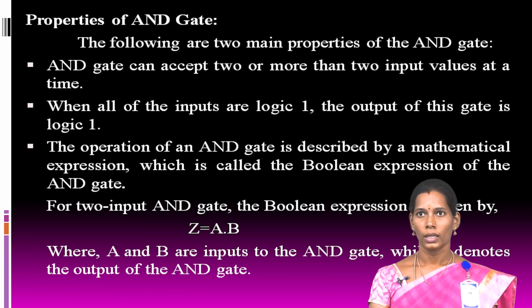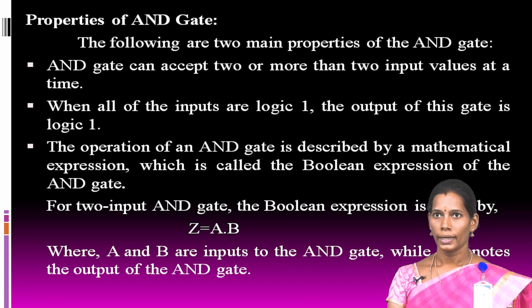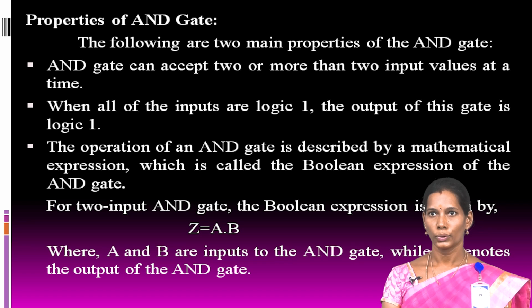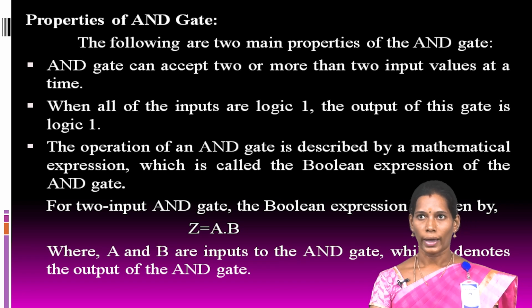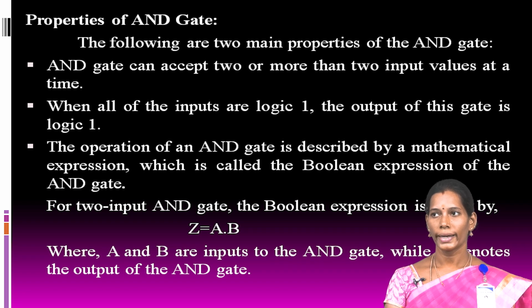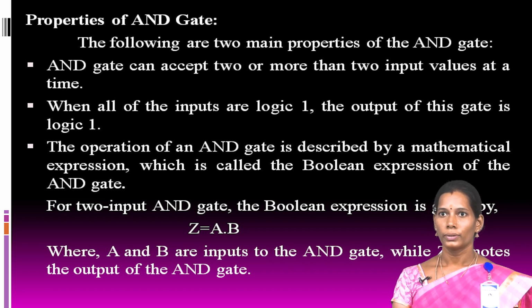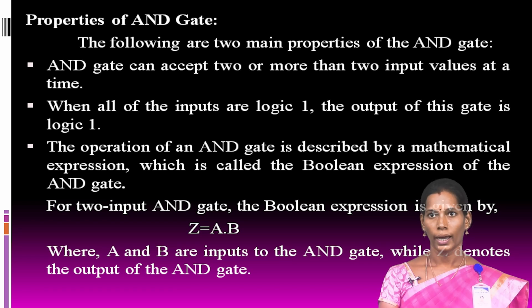Properties of AND gate. The following are 2 main properties of AND gate. The first one is that an AND gate can accept 2 or more than 2 input values at a time. When all the inputs are logic 1, the output of the gate is 1. The operation of AND gate is described by a mathematical expression which is called the Boolean expression of the AND gate. For a two input AND gate, the Boolean expression is given by, for example, Z equal to A into B, where A and B are inputs of the AND gate, while Z denotes the output of the AND gate.